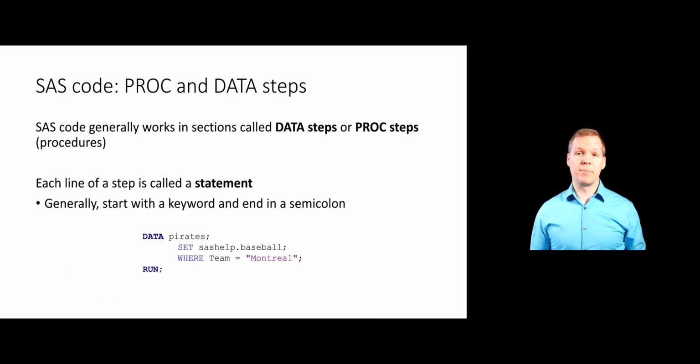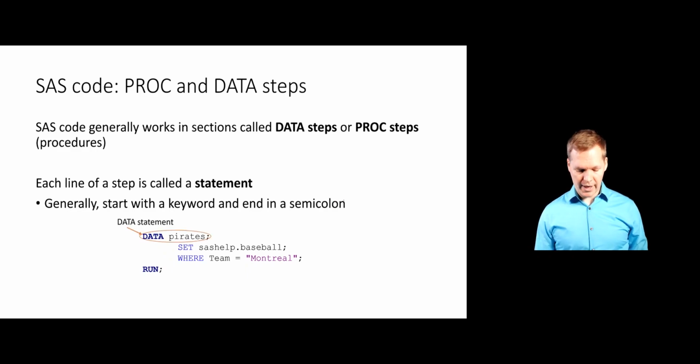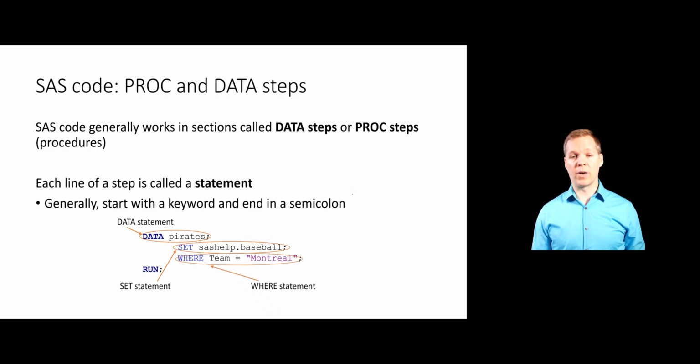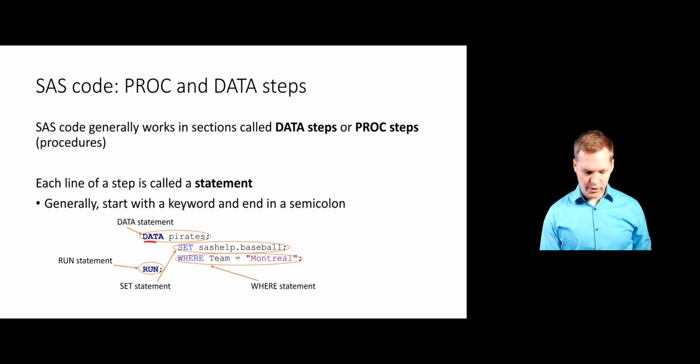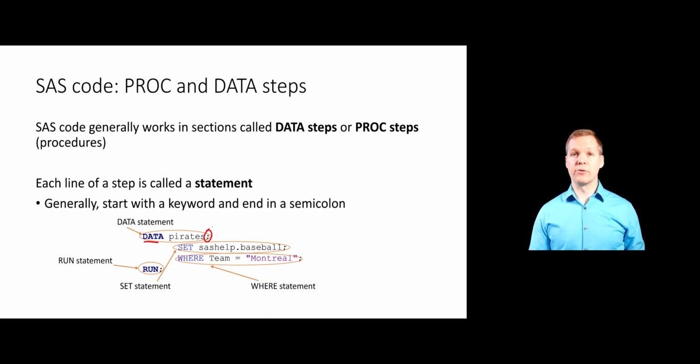SAS steps are generally made up of what we call statements. A statement usually starts with a keyword and is going to end with a semicolon. In this data step we have down below, we have four statements. We have a data statement, a set statement, a where statement, and a run statement. Again, notice that each one of these starts with a keyword and ends with a semicolon. This is true for pretty much any step you're going to do. You're going to have steps that are made up of statements.